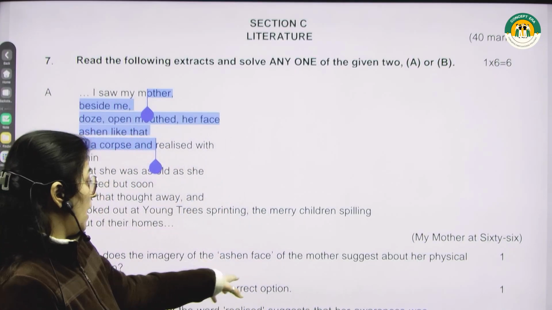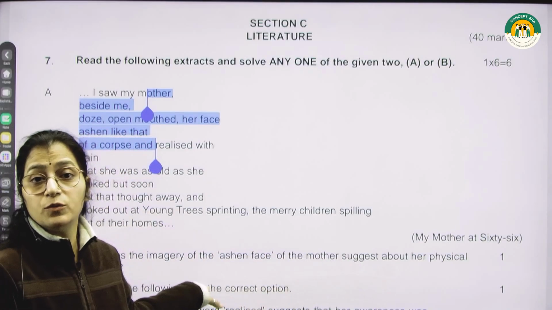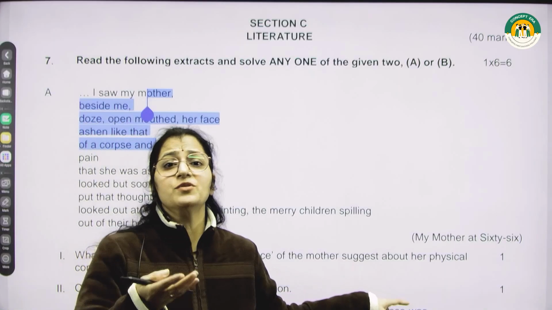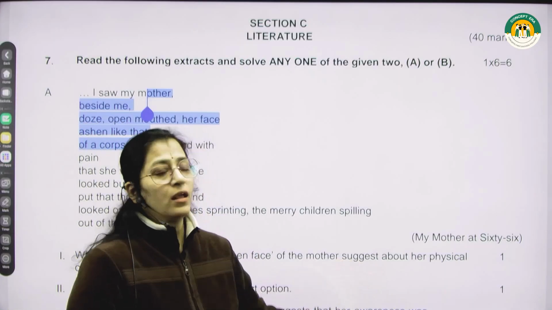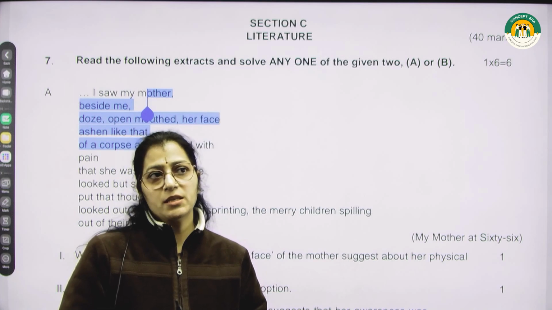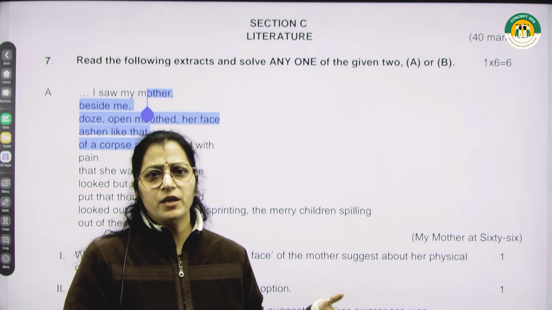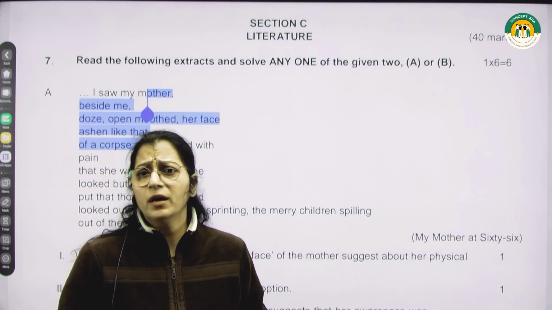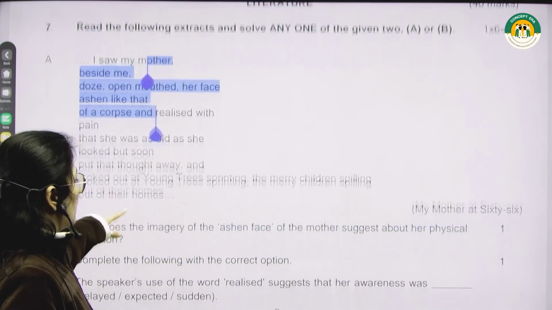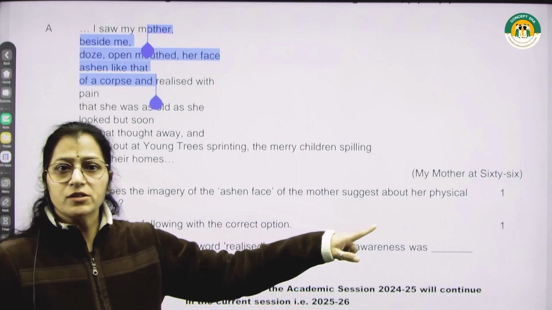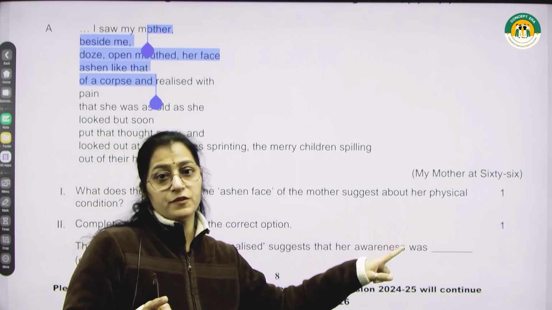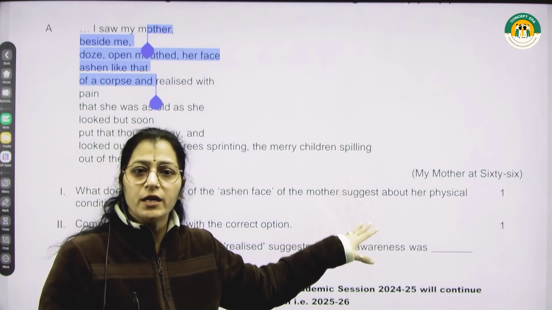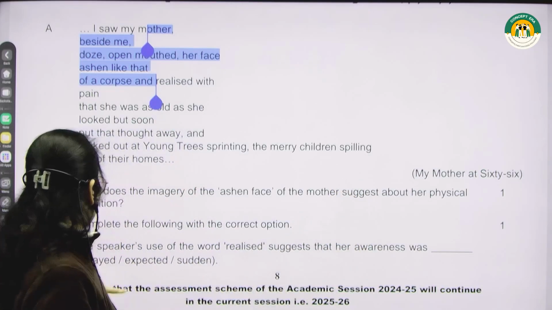So here, it's asking about the mother's physical condition. She was weak, she seemed like she was going to die, not exactly, and she was fragile, she seemed very weak and old, and the poet has that fear of separation from her mother. Next, there are multiple answers which can be correct, but if it is asking about the physical condition, it means she was not well, she was not looking well, she was weak and fragile.